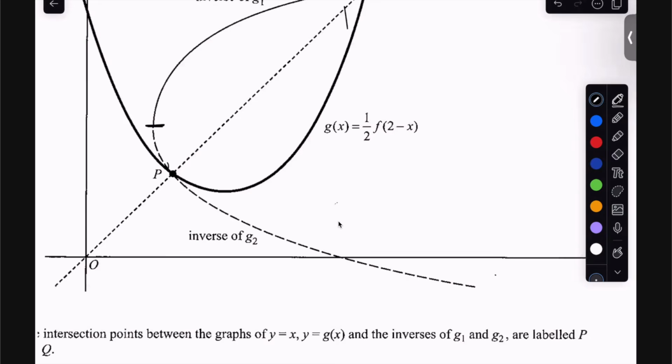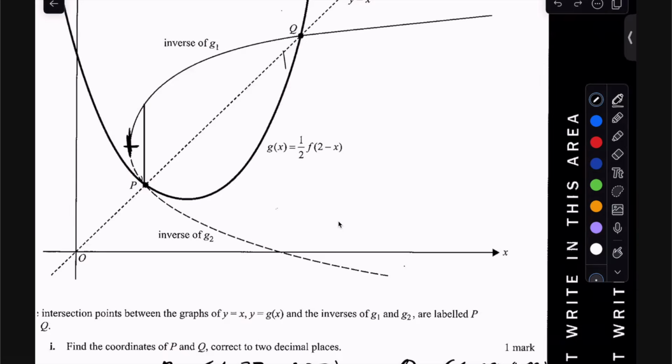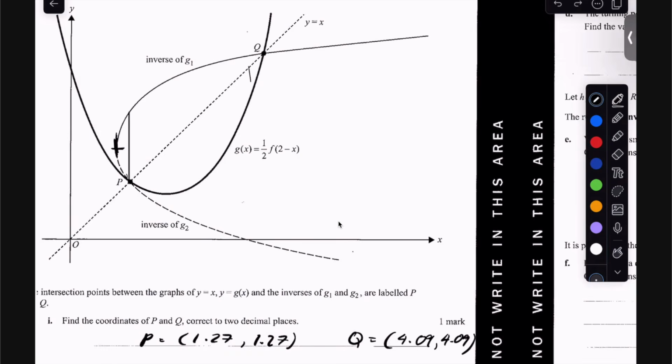Now, from this part here, from this part where you stop, all the way here, you've got the integral of the inverse of G1 minus G2. But then for the rest of it, you've just got G1 minus G of x.